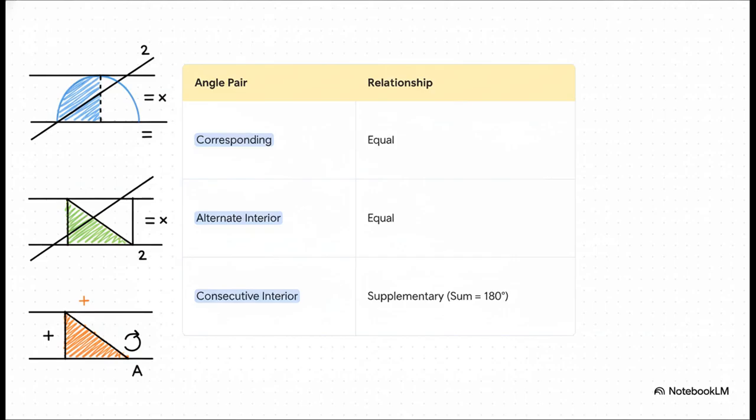When those lines are parallel, corresponding angles, which are in the same spot at each intersection, are equal. Alternate interior angles, which are on opposite sides of the transversal and kind of tucked inside the parallel lines, are also equal. Now, the one that's a little different is consecutive interior angles. They're on the same side and inside, and these two add up to 180 degrees.